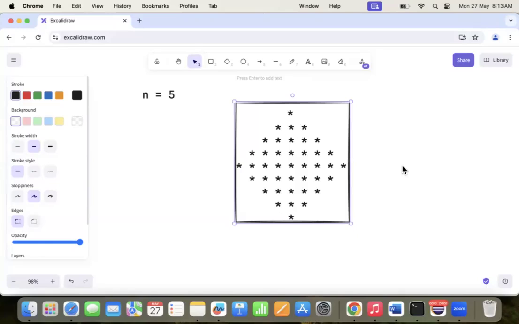Okay, folks. So just think on this. How do you write the loops for displaying a pattern like this when n is equal to 5? When n is equal to 5, you should display a pattern like this. So please try to think on how do you write the loops for this.